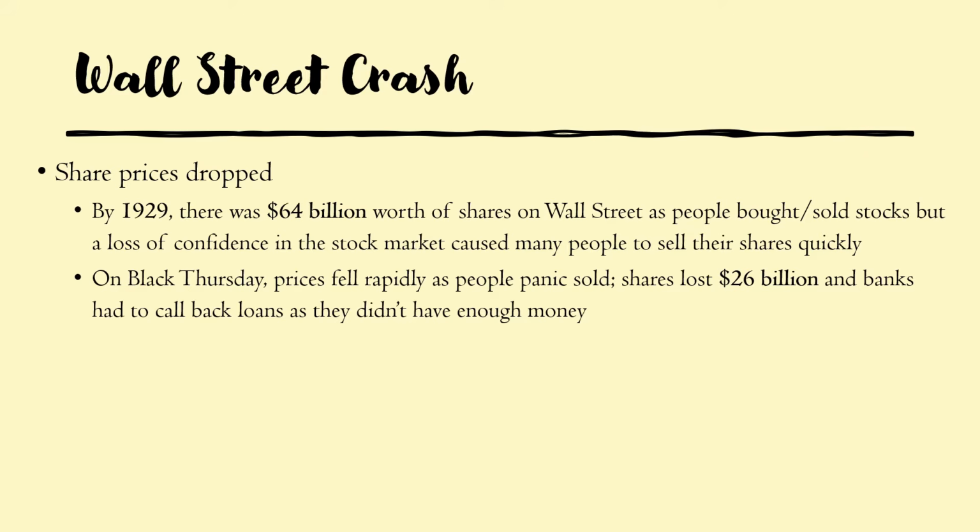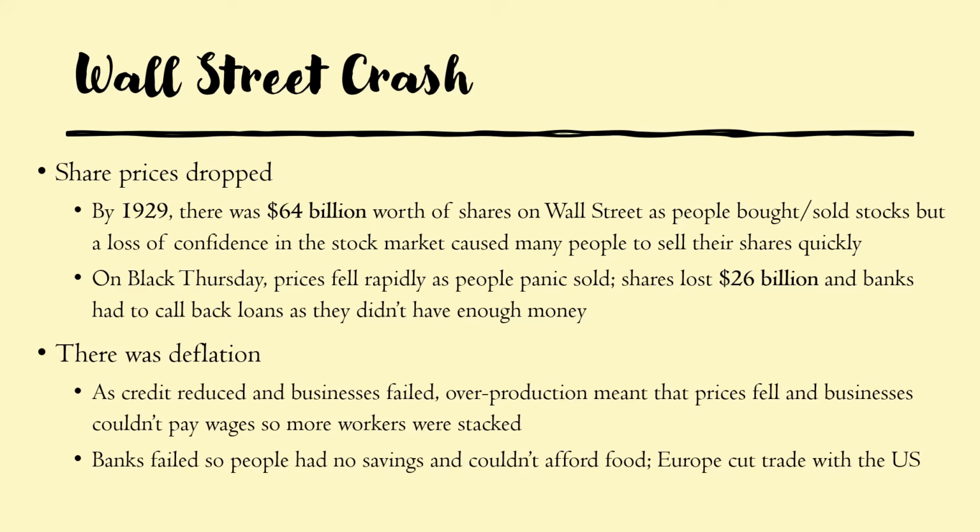On what we call Black Thursday, prices fell really, really rapidly. People panic sold. They were so scared that they were going to lose money. They sold loads of things. And on that day, shares lost $26 billion. Banks were having to call back loans. They didn't have enough money to give people who were selling their shares, and so they had to call back loans, and businesses suffered because of this.